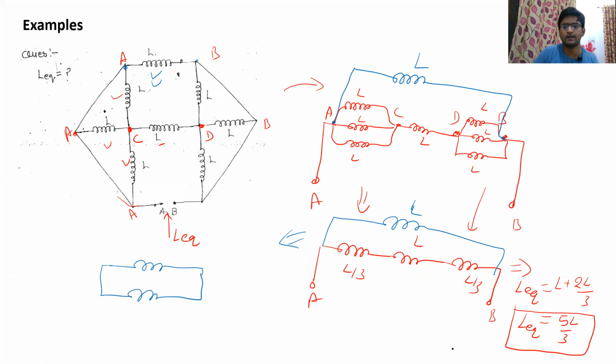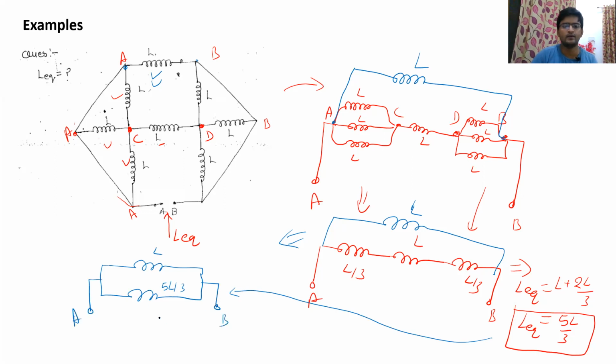So this we have already calculated as 5L by 3, and this value is obviously L, and these are your points A and B. So let us call this L equivalent dash. So our final L equivalent will be the parallel combination of L and 5L by 3. So it will come to 5L by 8. So this is your final answer.